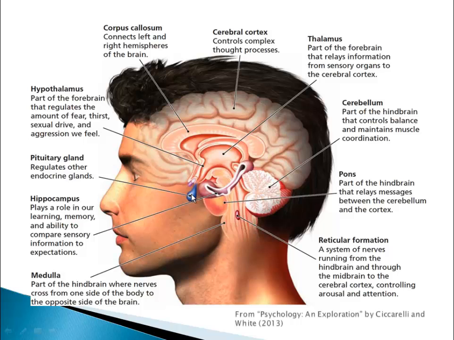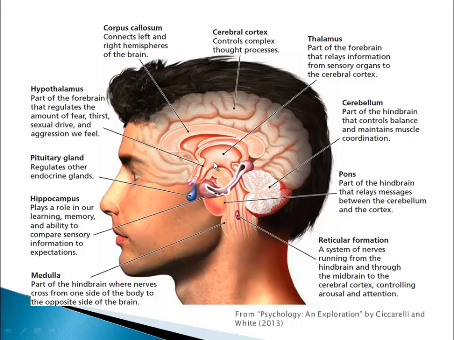We also have the pituitary gland. The pituitary gland is sometimes called the master gland because it essentially helps control the endocrine system. Without the endocrine system and the pituitary gland, we're in trouble because it regulates all sorts of things, from growth to puberty to everything else. Now, the hypothalamus right here, well, let's go to the thalamus first.